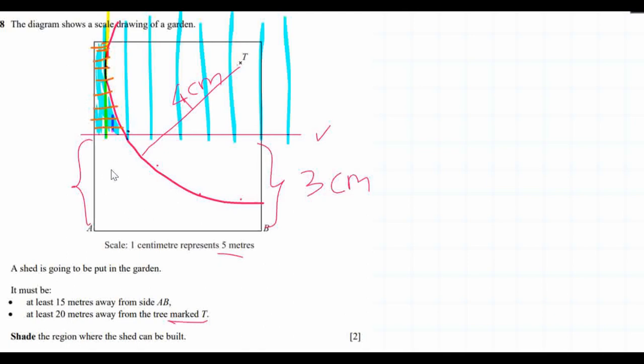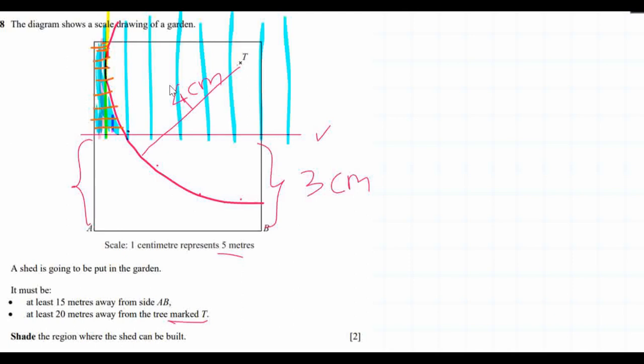Now we have to shade here, which is at least 15 meters away. So this is our first shading for 15 meters away from line AB, and the horizontal red line is the shading for at least 20 meters away from the tree. So the overlapping area is this, and that will be our answer. So this area is our answer, the one shaded in blue, is our answer.